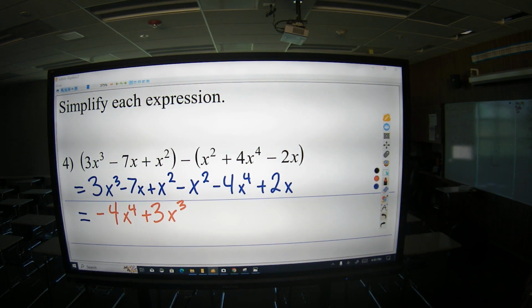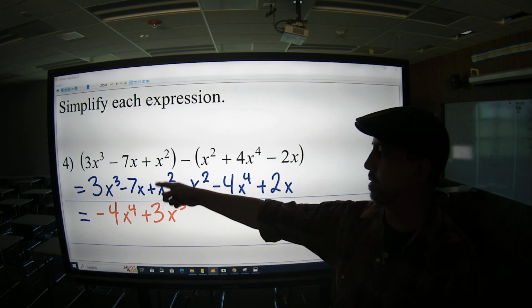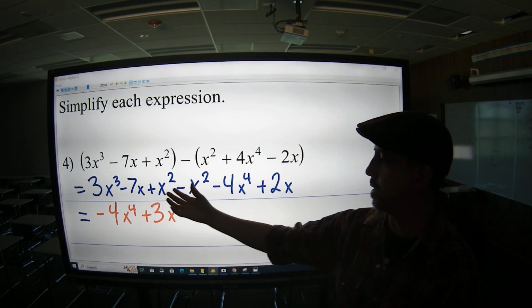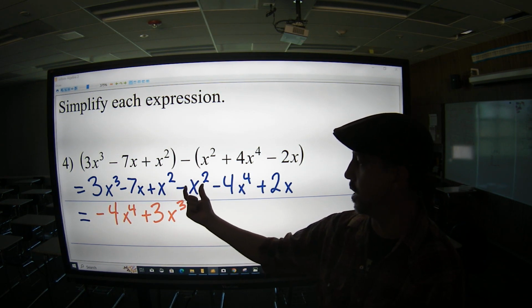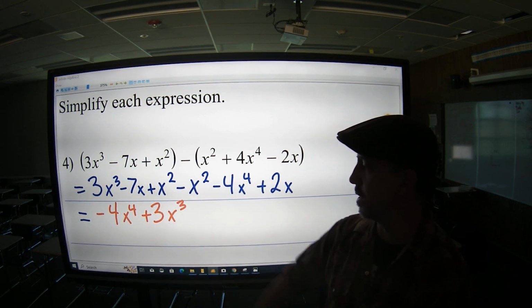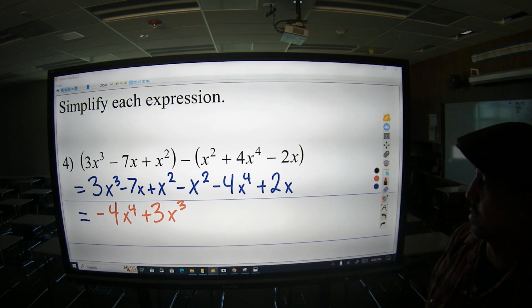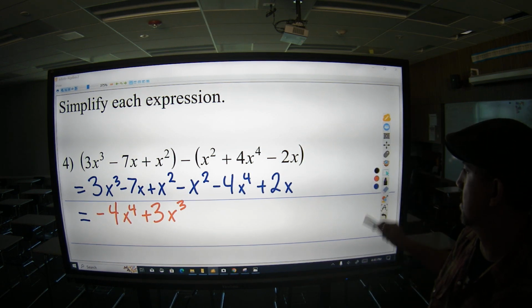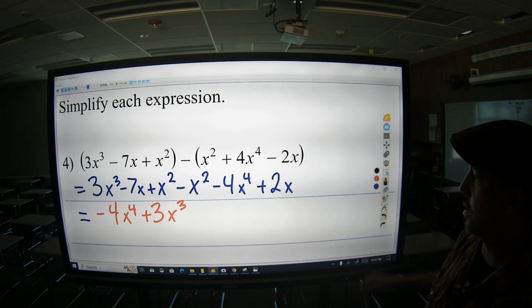Now let's deal with the quadratic terms. In this case, we see that they're going to cancel each other out. I have a positive x squared and a negative x squared. And so in this case, we're taking away what we have. We're subtracting exactly what we have there. So that means that we're not gonna have any left, right? So in this case, we don't write anything for the quadratic terms.